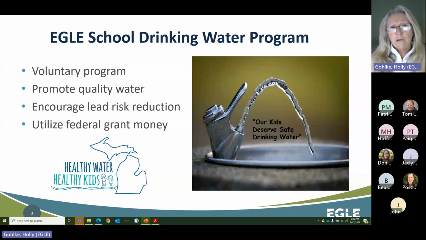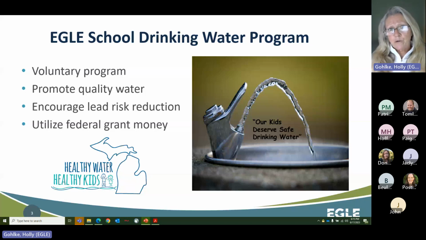If they participate in our program, what we do for them is we go into the building and we do a plumbing assessment. And then we develop a sampling plan. We send in the sanitarians from the Department of Health and Human Services to go collect the water samples. The Eagle Laboratory analyzes those samples and then they send the results to me. I look at the results.